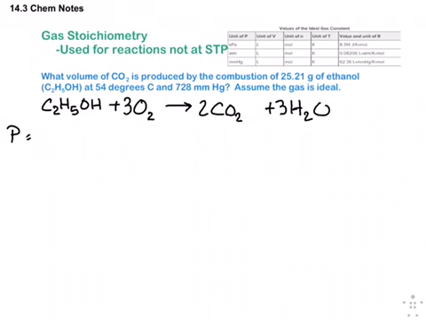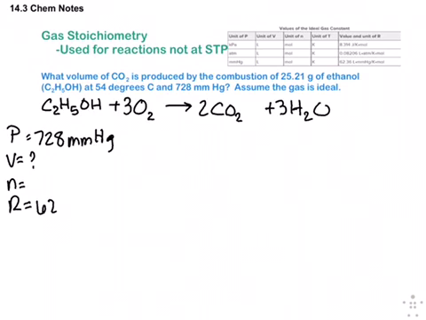We have pressure is 728 millimeters of mercury. Volume we're being asked to find. N, they don't give us N either. And R, we can pull R from the table. We'll use the millimeters of mercury value. And T is 54 plus the 273, and that gives us 327. So how are we going to solve for N? We need to figure out N before we can figure out V.